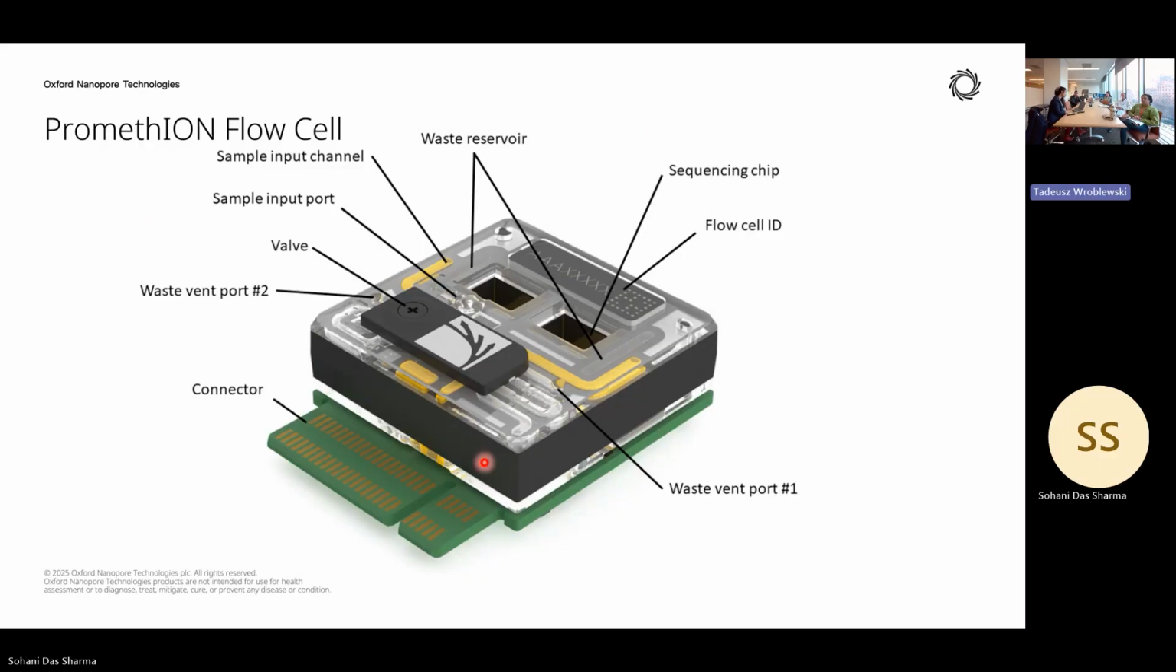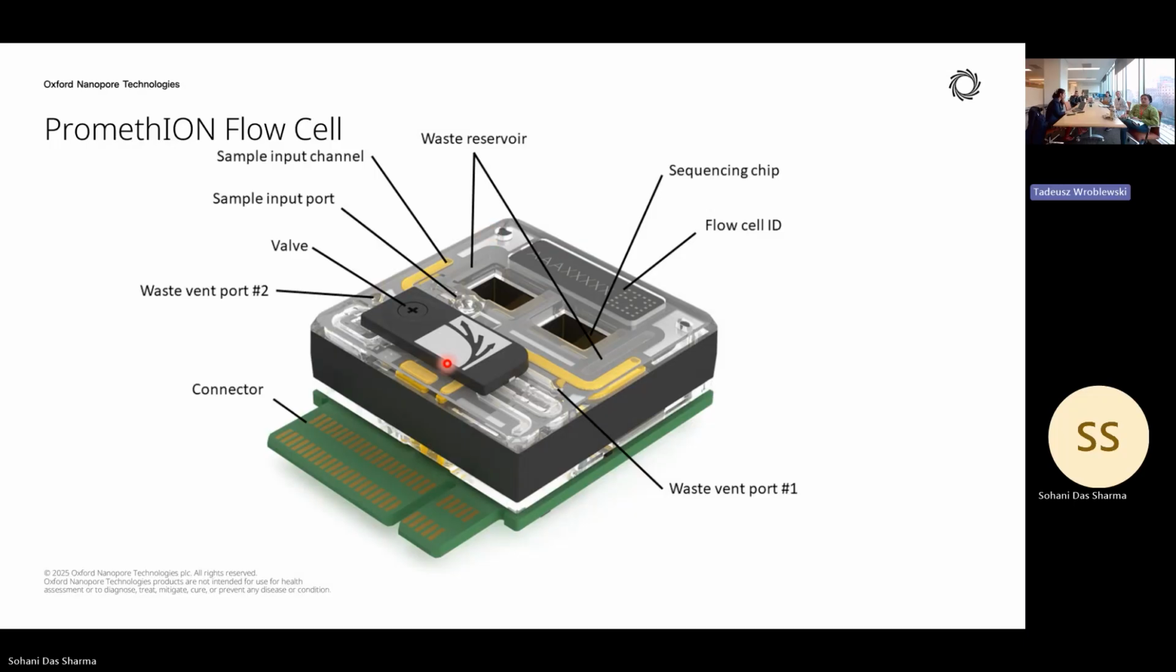So this is the PromethION flow cell which you are going to use today. I will show it to you once again when we see the flow cell physically, but this is just to give an idea of what we are going to deal with. There is a connector which gives us the connection between our platform, the P2 Solo, and this PromethION flow cell.